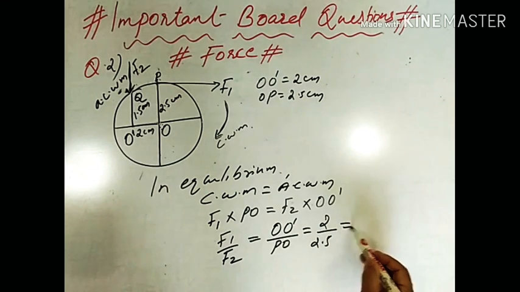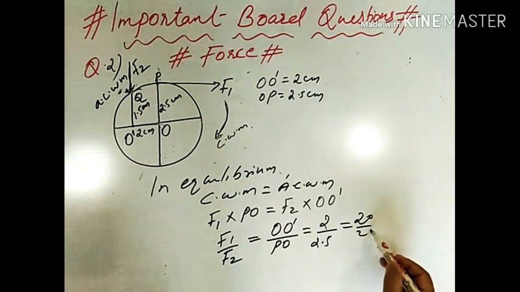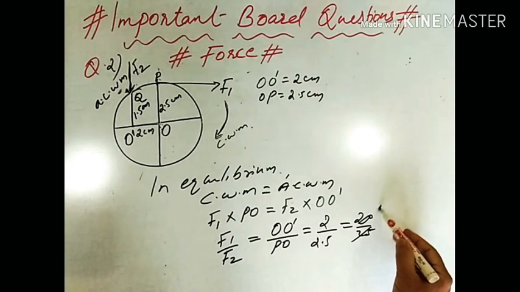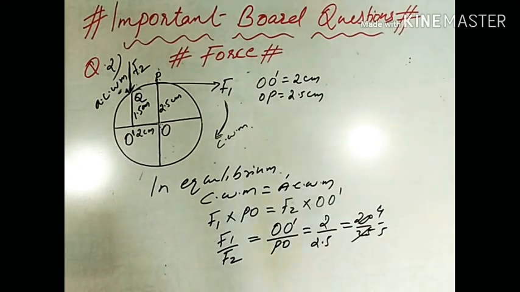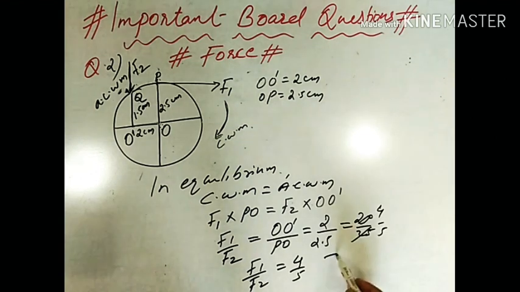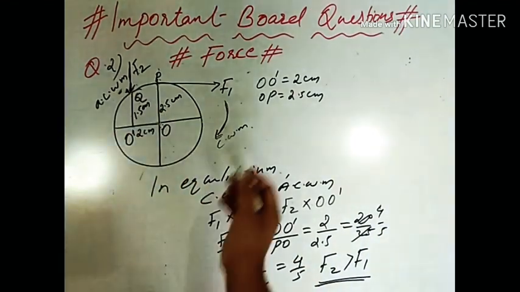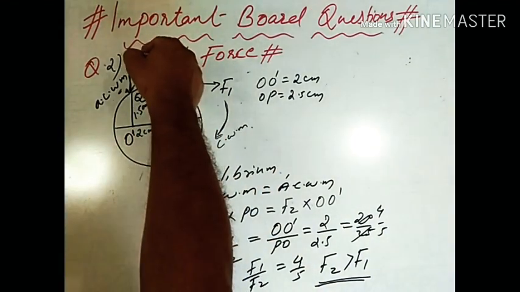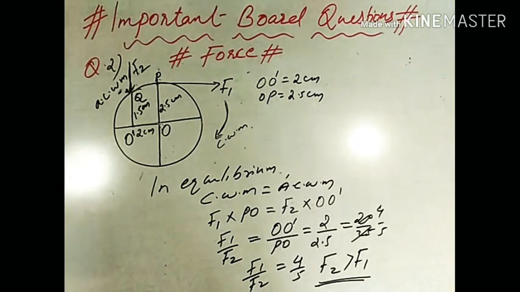So we can take it as 20 divided by 25, so the decimal place is removed. That's equal to 4 by 5. So we got the ratio F1 by F2 is equal to 4 by 5. So obviously F2 is greater than F1, which is acting at the point Q in a vertically downward direction.